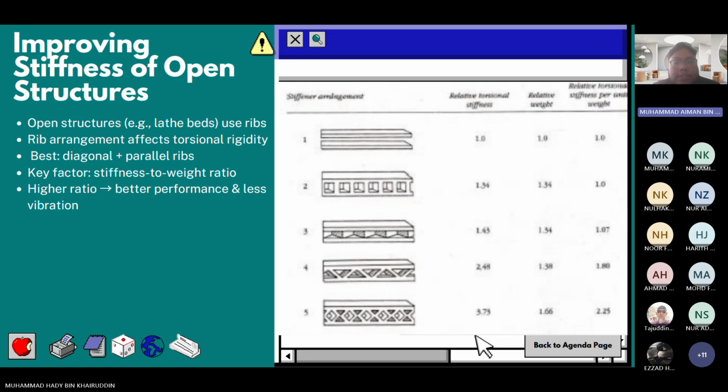A common design is two parallel plates connected by a diagonal rib. The key idea is more ribs equals more stiffness, but it will also increase the weight and cost of the machine. So engineers will always aim for a high stiffness to weight ratio, not just maximize stiffness. Next slide.